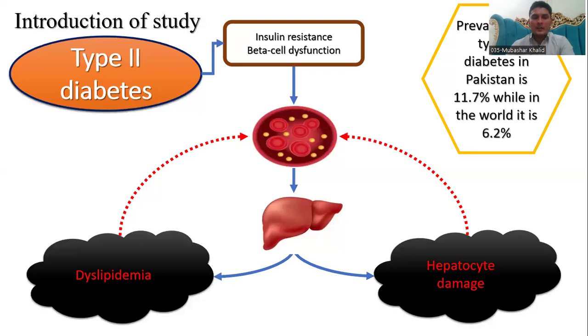Introduction of the study. Type 2 diabetes mellitus is one of the most prevalent forms of diabetes, characterized by insulin resistance and beta cell dysfunction. This insulin resistance in the body tissues results in intolerance of glucose, causing hyperglycemic conditions. This hyperglycemia affects different organs, especially the liver and its enzymes.